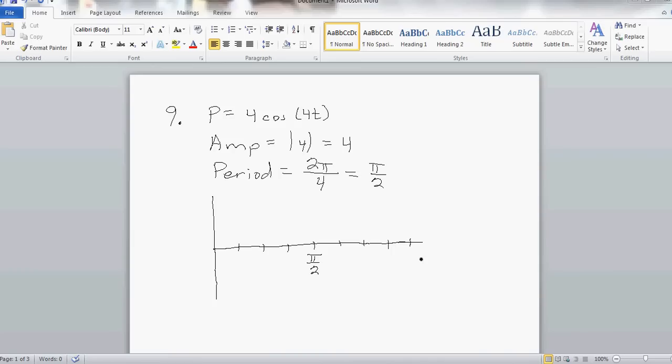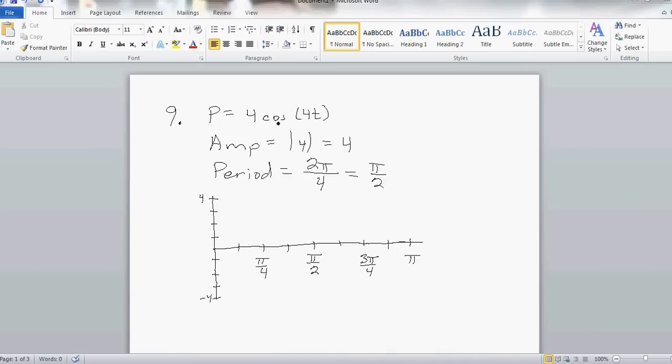So if this is pi over 2, this would be the simple pi out here. And we can fill in other marks. For example, this would be pi over 4, and this would be 3 pi over 4. And we could go on, this would be pi over 8, 3 pi over 8, so on and so forth, but there's really no need. And secondly, our amplitude says we're going to go from a positive 4 to a negative 4.